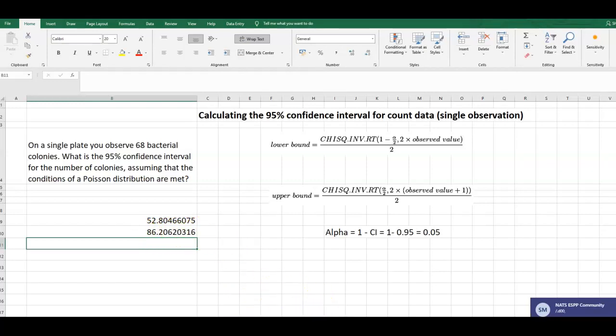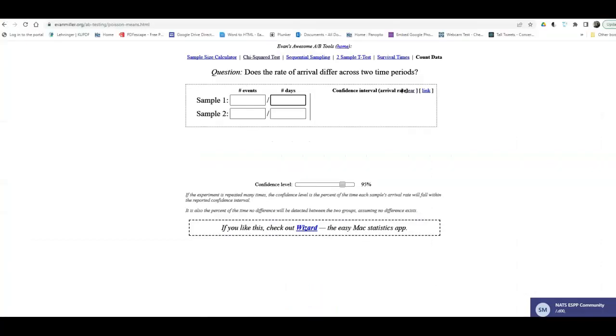We can also do this in an online calculator. And here is the link to this online calculator where we are working with count data. So here we've got a sample and we've got 68 colonies. Here it says days, but we just simply say on one plate. And again, we get 52.8 to 86.2 colonies.